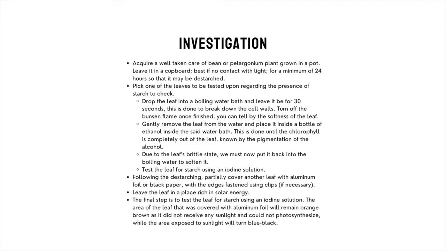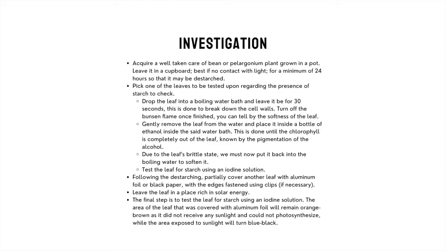Due to the leaf's brittle state, we must now put it back into the boiling water to soften it. Now test the leaf for starch using an iodine solution by seeing the pigmentation. Following the destarching, partially cover another leaf with aluminum foil or black paper, with the edges fastened using clips if necessary. Leave the leaf in a place rich in solar energy. The final step is to test the leaf for starch using an iodine solution.